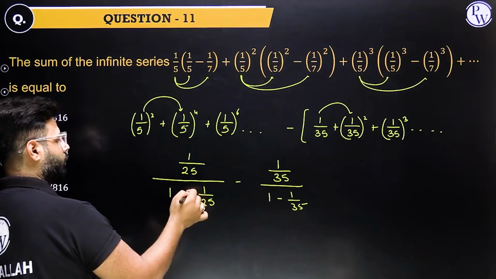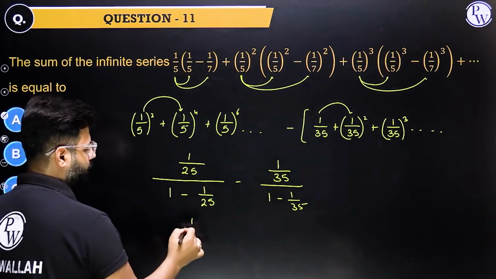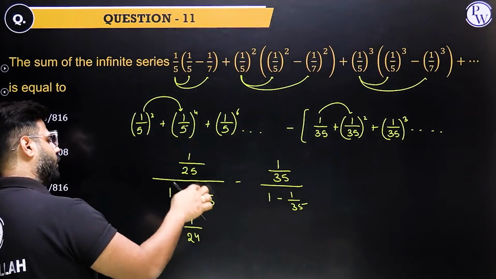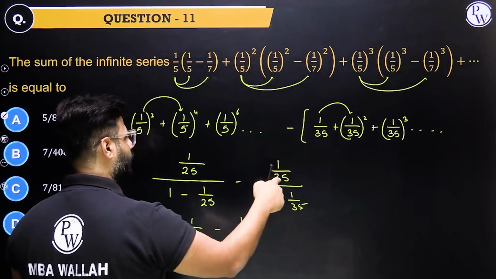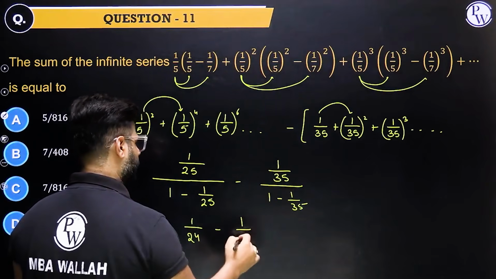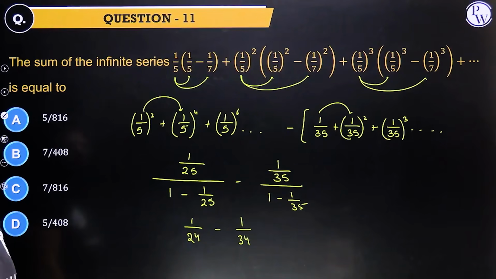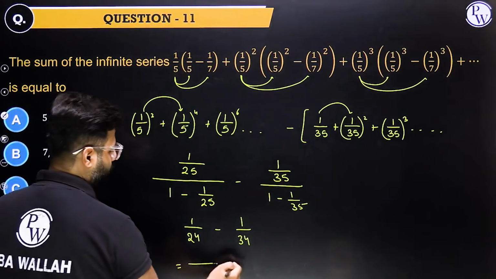25 minus 1, 24, over 25, right? 25 gets cancelled, you get 1 by 24. 25 minus 1, 24 by 25, denominator is the same. Same here, 35 will get cancelled eventually, numerator is 1, 35 minus 1, 34. So 1 by 24 minus 1 by 34. That's your answer.